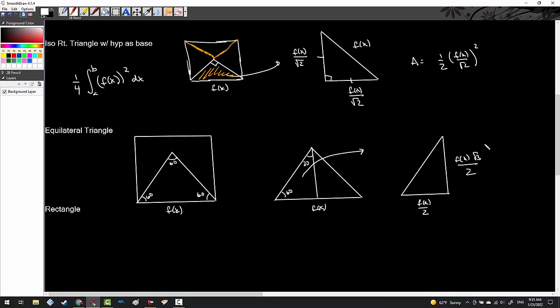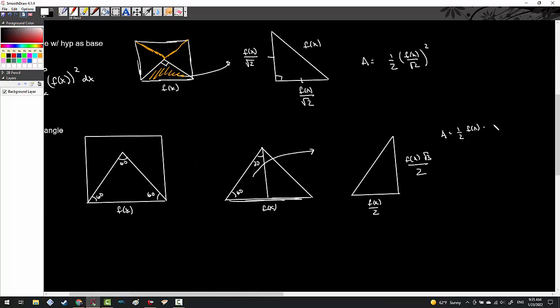And so again, what's the area of this triangle? So it's going to be area equals 1/2 base. Now, please bear in mind the base is not going to be f of x over 2. The base is the whole shebang here, right? So it's f of x times the height, which is f of x rad 3 over 2, which ends up becoming rad 3 over 4. Again, here we go with the square again. F of x squared dx, integral from a to b.